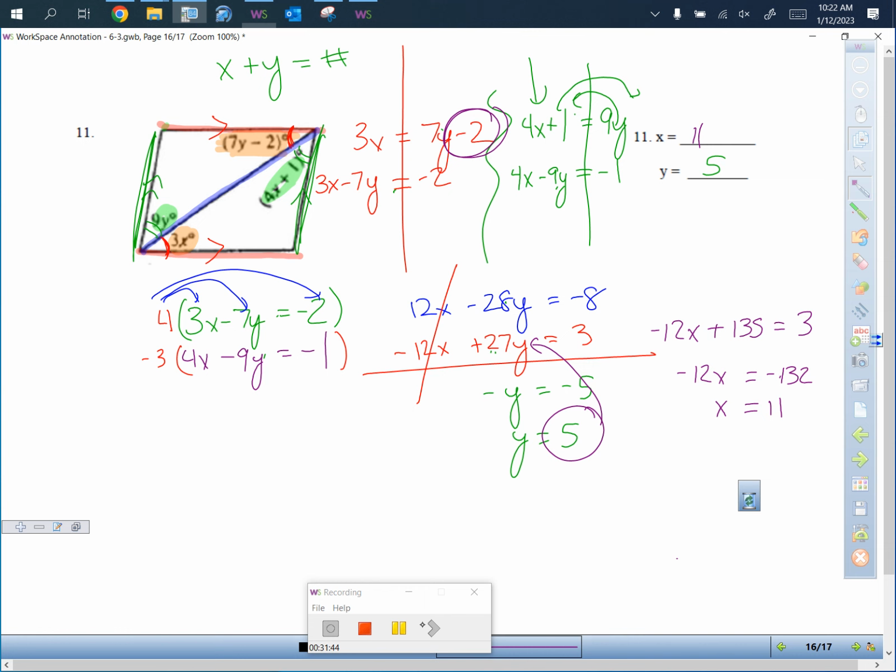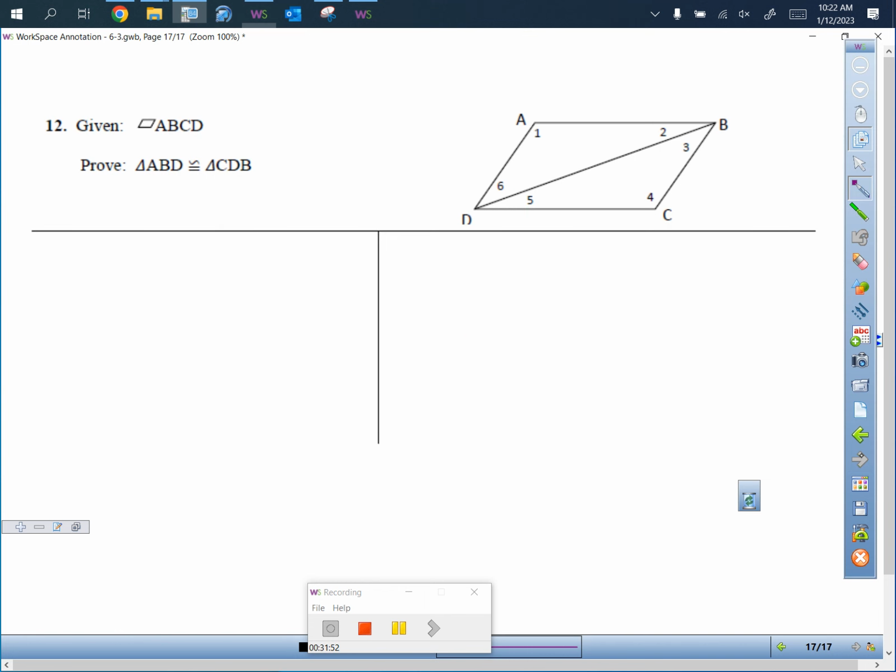And, of course, we got one thing left, the proof. How do we start? Right, the given. Hey, new symbol. Take a big old wild guess what that symbol means right there. That is our symbol for parallelogram. All right, so step 1. They gave me parallelogram ABCD.